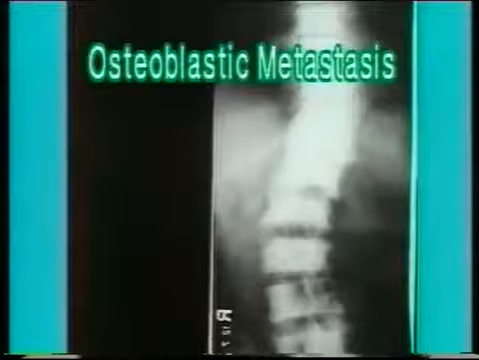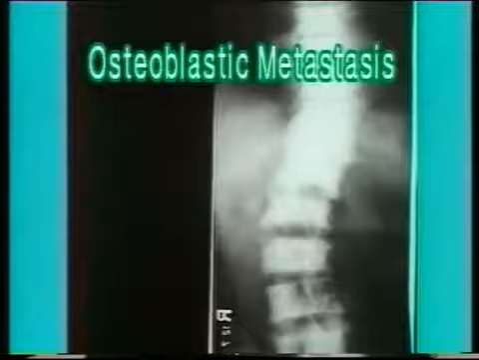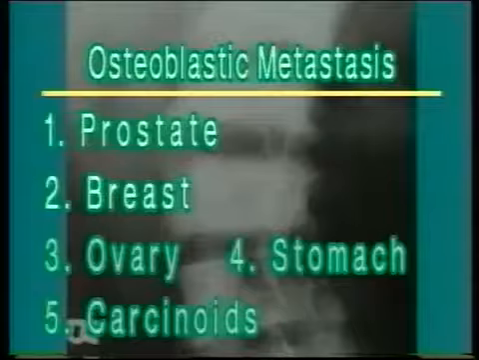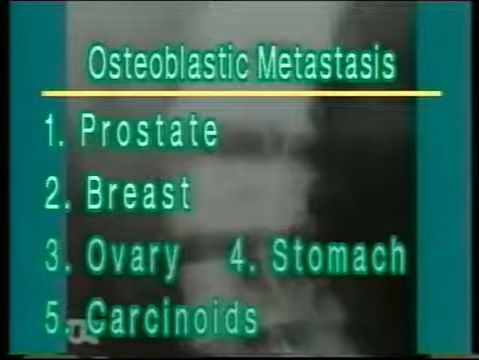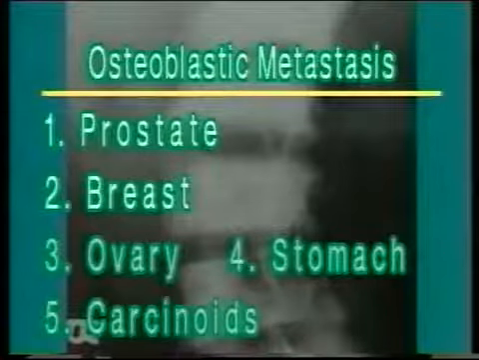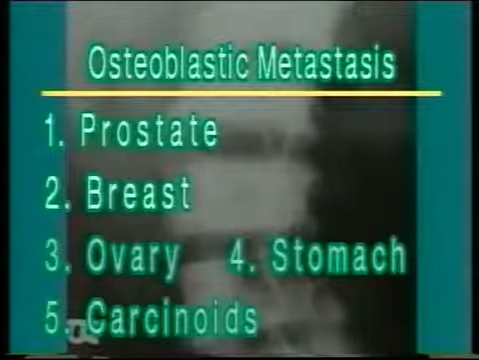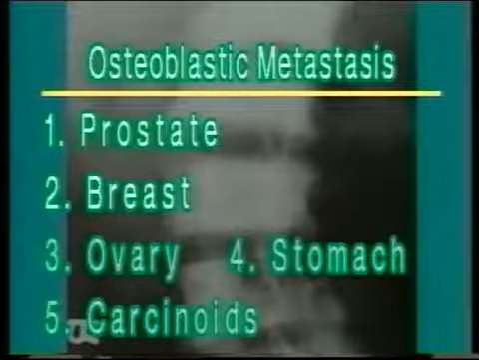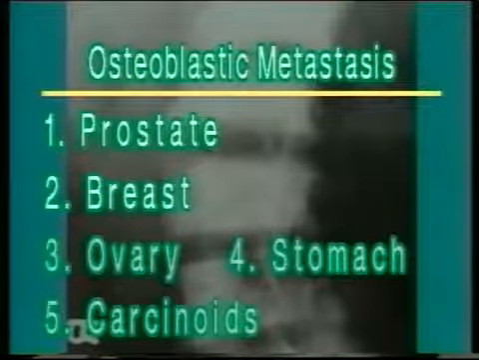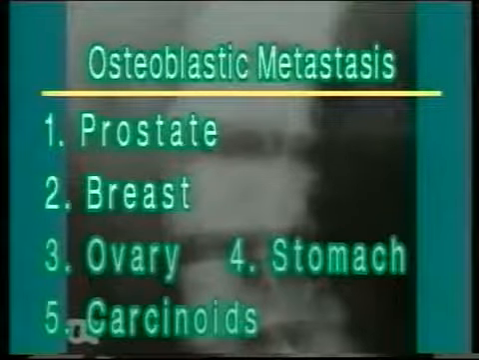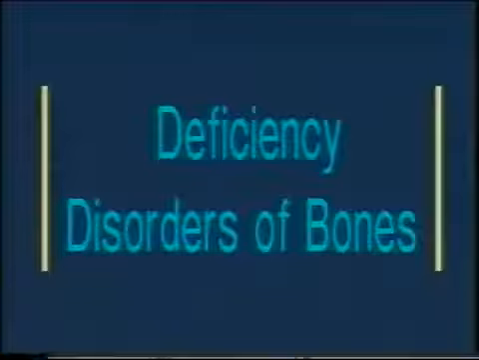This is another case of carcinoma of prostate whose X-ray shows dense radio-opaque deposits or osteoblastic metastasis. In close-up view, note the patchy radiodense opacities. Such osteoblastic opacities are common from prostatic carcinoma in males and breast carcinoma in females. Other possible sites are ovaries, stomach and carcinoid tumors. Now we will come to deficiency disorders of the bones.